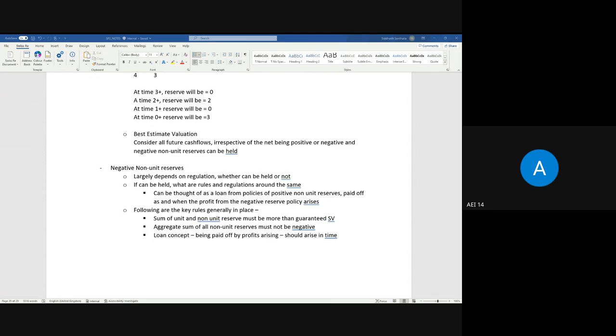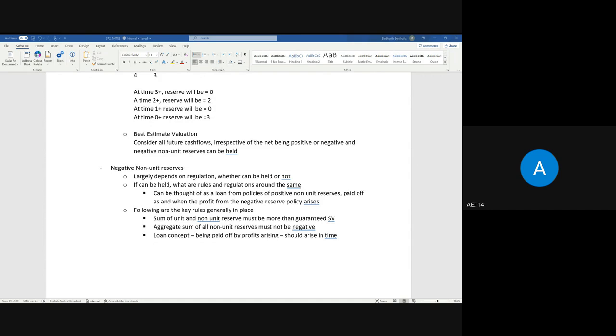So in policy literature, while selling a policy, you might have defined a guaranteed surrender value at each point of time. It can be expressed as a percentage of the unit fund, or it can be any nominal amount laid down in the policy literature. So you need to make sure that at any point of time in the future, your non-unit plus unit reserves must exceed the guaranteed surrender value at that respective time period.